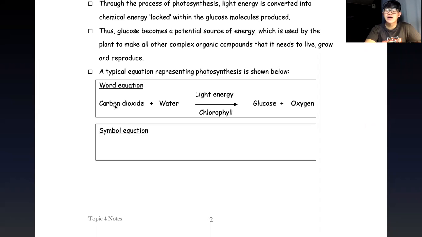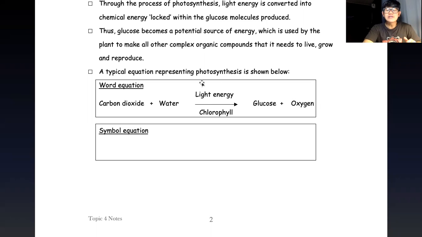What is the equation? You should be familiar with this already. The equation is carbon dioxide plus water, in the presence of light and chlorophyll, will give out glucose and oxygen. So this should not be alien to you. And the symbol equation, in this case the chemical equation, would be 6CO2 plus 6H2O, with light and chlorophyll, giving glucose, which should be C6H12O6, and 6O2. So that's the balanced chemical equation for photosynthesis.